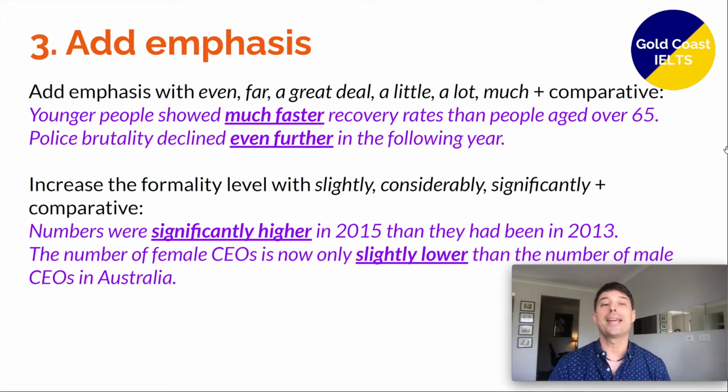So we can increase the formality level with words like slightly, considerably, significantly, plus a comparative. So for example, numbers were significantly higher in 2015 than they had been in 2013. Or the number of female CEOs is now only slightly lower than the number of male CEOs in Australia.